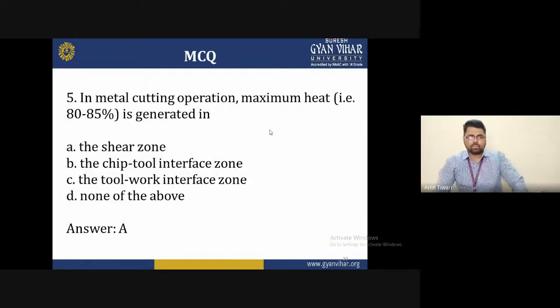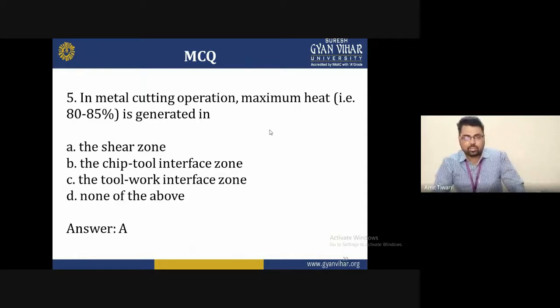Now, the fifth question is: in a metal cutting operation, the maximum heat, that is 80 to 85%, is generated in which zone? The options are: A, the shear zone; B, the chip tool interface zone; C, the tool work interface zone; and D, none of the above. So the correct answer of the question is A, that is the shear zone.